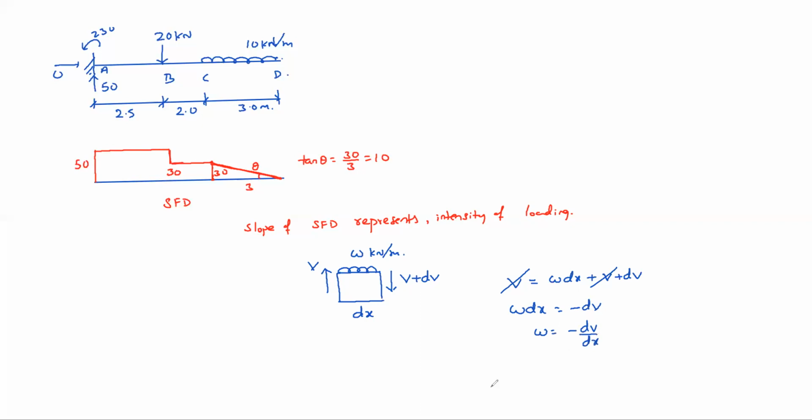That minus you can think of like this: this is a downward intensity of loading, downward load. So loading intensity equals dV by dx, the rate of change of shear force. The rate of change of shear force is the intensity of loading.